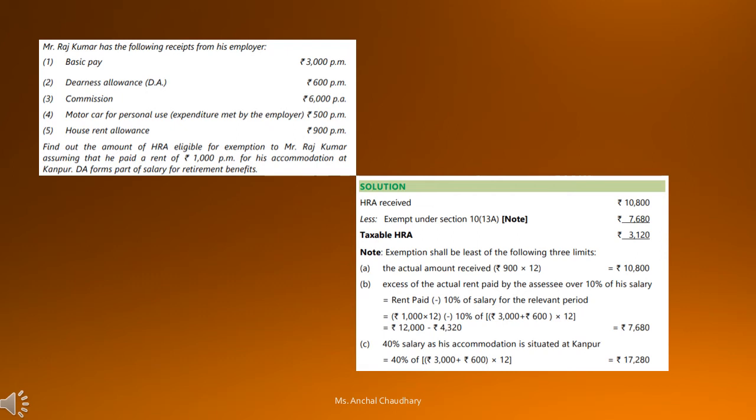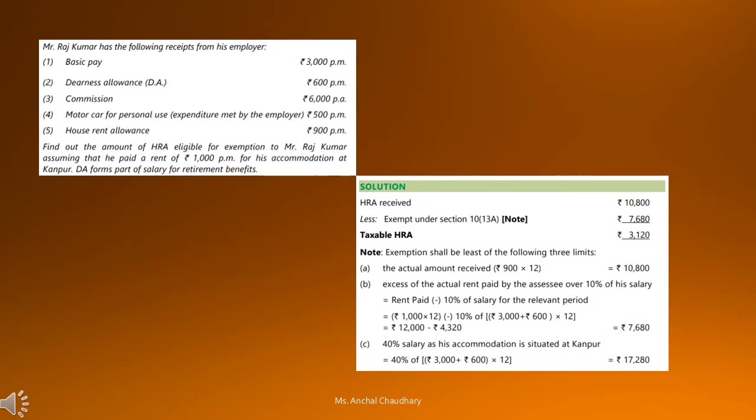So HRA received 10,800. Then you have to find out the excess of actual rent paid over 10%. So here the formula will be rent paid, which is your 1,000 per month, 1,000 into 12, minus 10% of salary. As I told you, salary will include your basic pay and your DA. So 3,000 plus 600 into 12. So here you will get the amount of rupees 7,680. Then you have to find out the 40% of salary. That is 40% of 3,600 into 12. Then you will get the amount of 17,280.